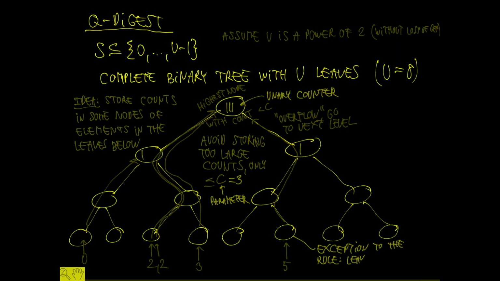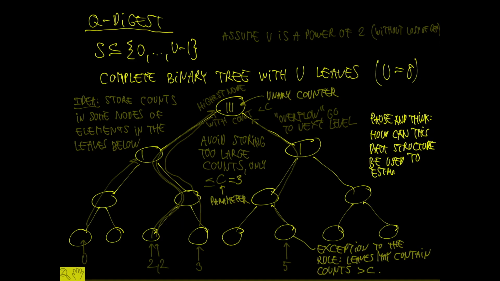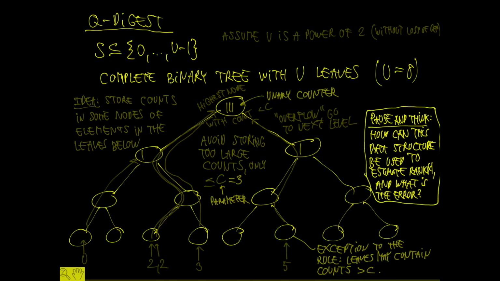One thing that can happen is that everything is full all the way down to the leaves. So we make an exception to the rules. Leaves may contain counts that are bigger than c. This is not a problem because for leaves we have exact information. We know exactly what this corresponds to. Now, I would like you to think about how this can be used to estimate rank of x, and also what is the error in terms of c and u.